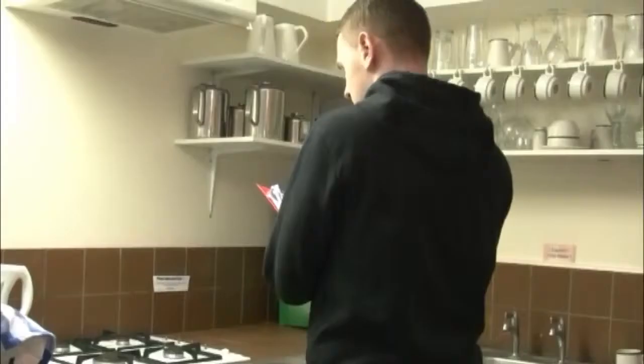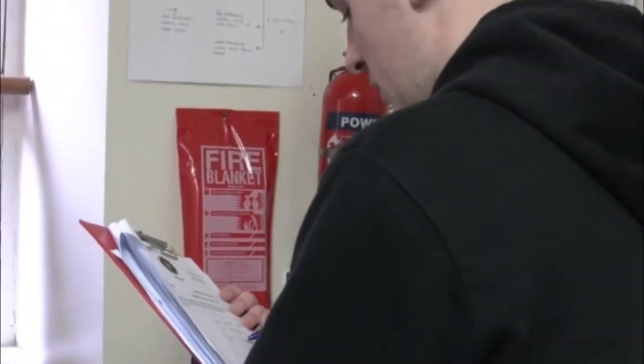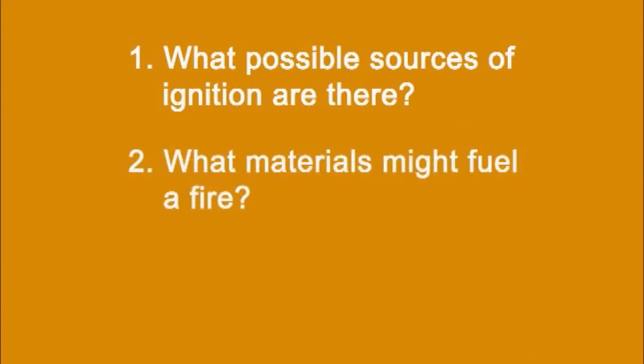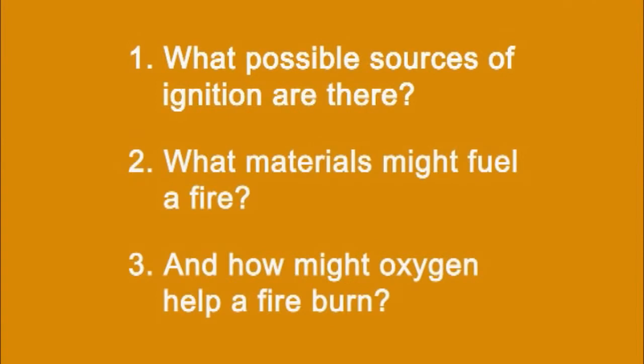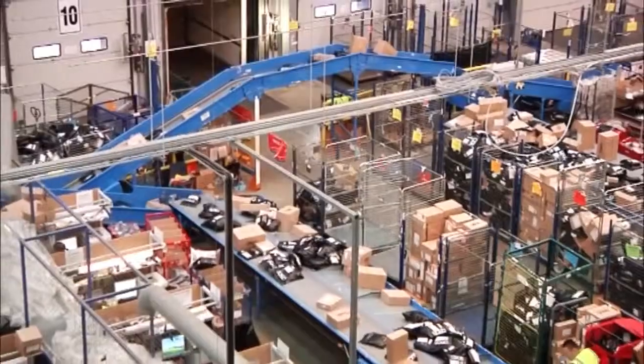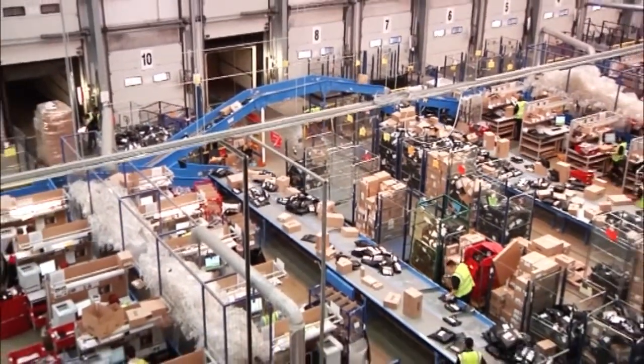Keeping this in mind when you walk around your premises can help simplify the process of identifying fire hazards, as essentially there are just 3 questions you need to ask. What possible sources of ignition, and therefore heat, are there? What materials might fuel a fire? And how might oxygen help a fire burn? Whichever approach is taken, it must be ensured that the fire risk assessment is suitable and sufficient for the premises and risks involved.